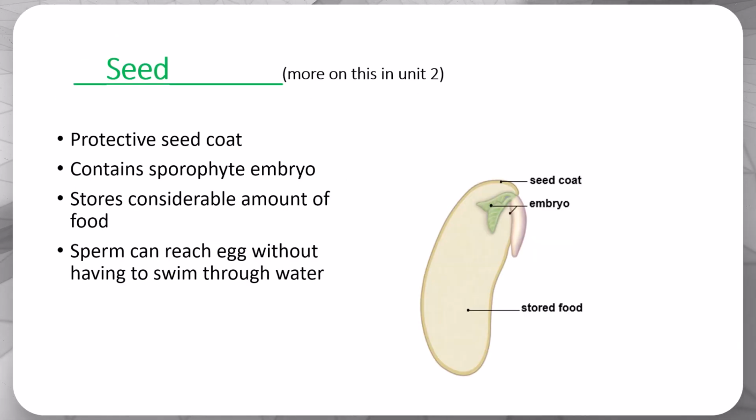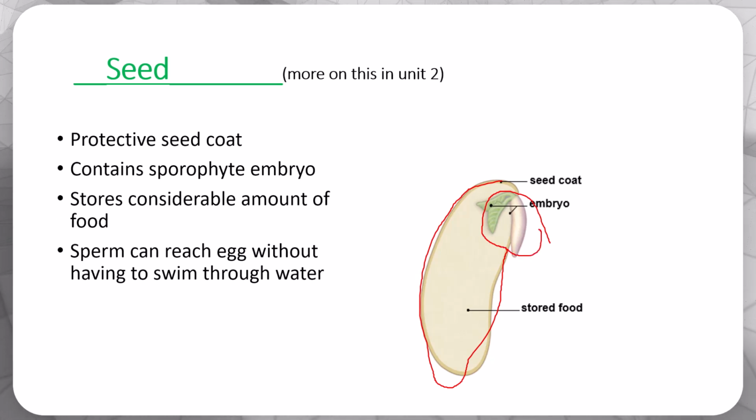So we're going to talk more about these various plant structures that are coming up on the next couple slides in Unit 2, but we did talk about seeds. So a seed is a structure that has a protective seed coat, and it contains the embryo, which is the diploid sporophyte generation. It also has considerable stored food, and so sperm can reach the egg and fertilize the egg without having to swim through any water, and so that gets our little embryo produced there, and the embryo is protected within the seed. So that's an important feature of seed plants.